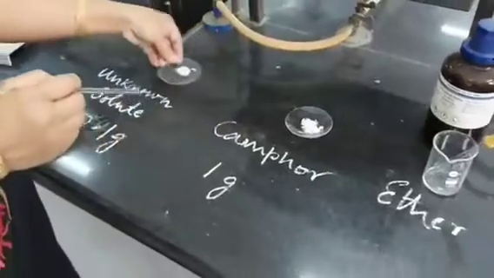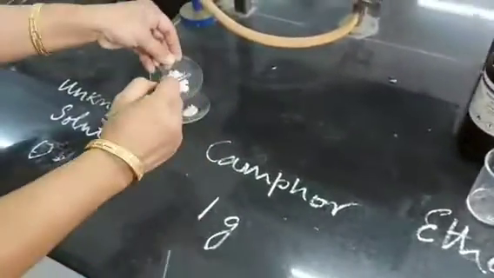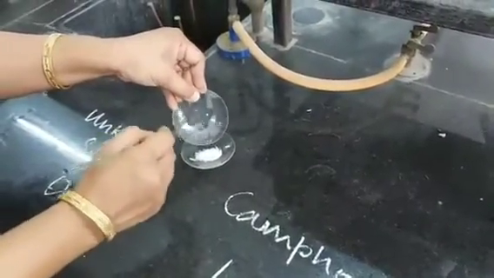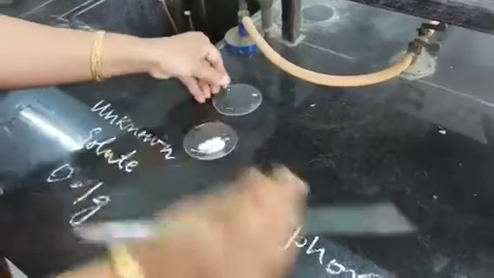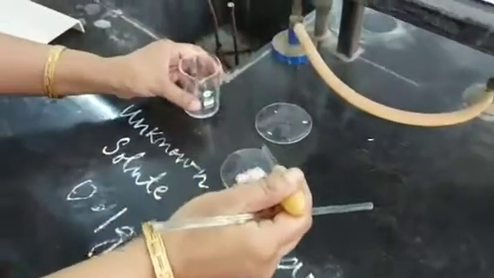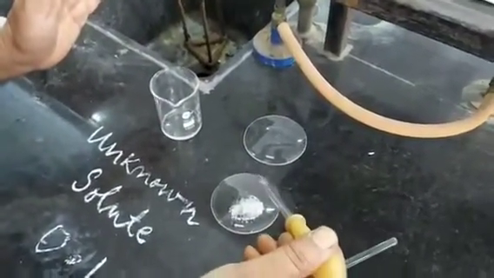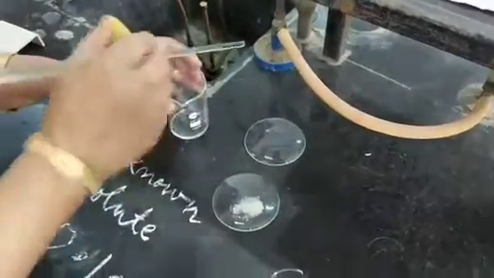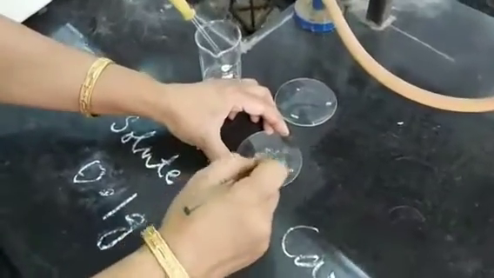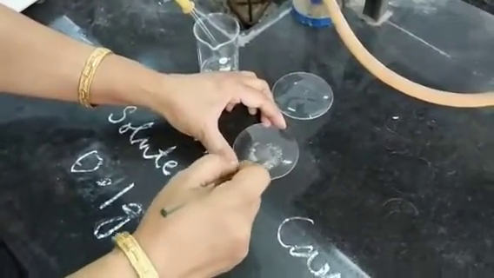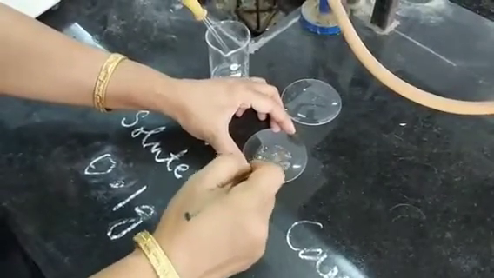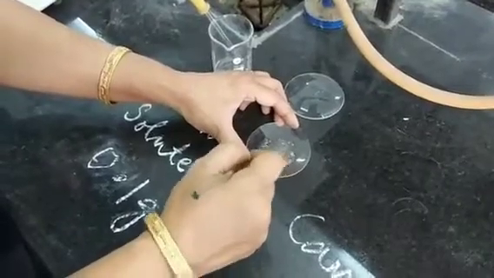Now we will mix the unknown solute and the solvent, and to dissolve these two solids, we are going to add petroleum ether to this mixture. So we will add a few drops of petroleum ether, which should be just in excess of the two solids. Now we are going to mix the two. As the two solids dissolve in this petroleum ether, the ether is going to evaporate, and then we will get the mixture of the two solids.